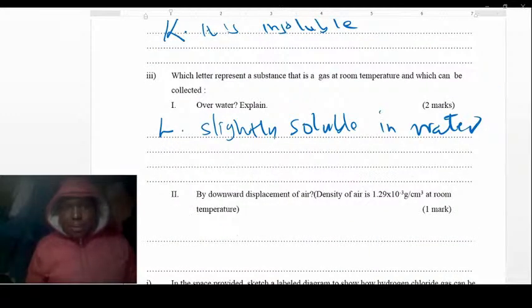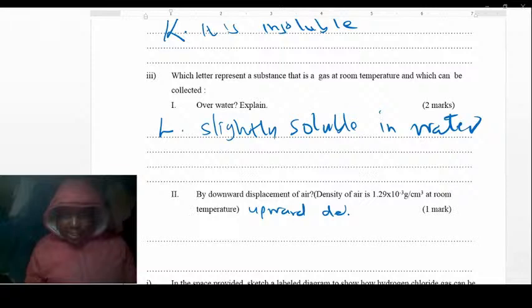Which substance can be collected by downward displacement of air? Remember, downward displacement of air is upward delivery. For a gas to be collected by that method, the gas must be lighter than air. If it is lighter than air, it means it is less dense than air. So let's go to the table and check which gas is lighter than air.